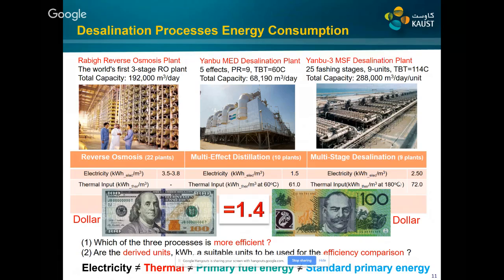So it is very important to understand that all energies are at different grades, and they have different values, and they must be dealt with accordingly. We cannot just compare the numbers. So just on the basis of these numbers, we cannot compare the RO process with the thermal process, because the energy grades are different. We cannot compare electricity with thermal energy.